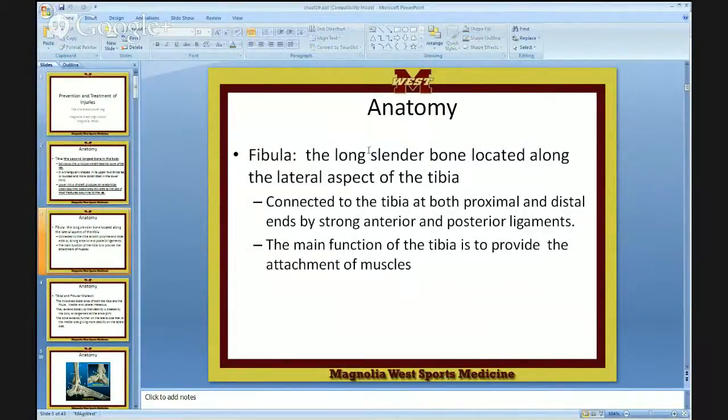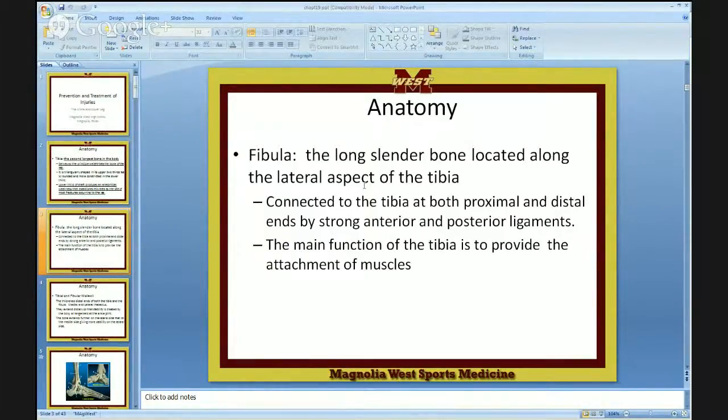Fibula. Is this the long, slender bone located on the lateral aspect of the leg? The lateral aspect of the lower leg. I don't know why I'm getting all of this. So, what's the next one? I'm going to ignore that.